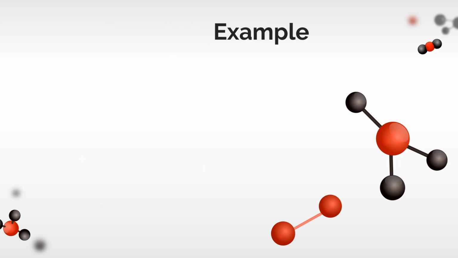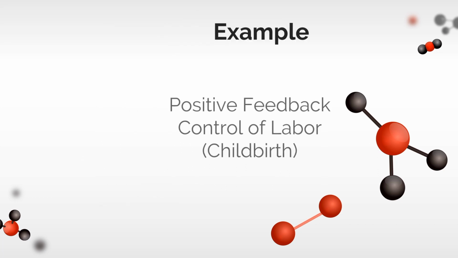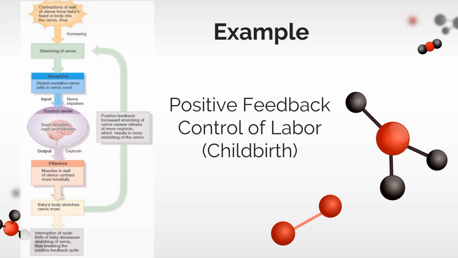Now, a good example of a positive feedback system is control of labor, that is childbirth. During labor, a hormone called oxytocin is released that intensifies and speeds up the contractions of walls of uterus. These contractions push part of the fetus, that is baby, into the cervix, which is the lowest part of the uterus. It opens into the vagina.